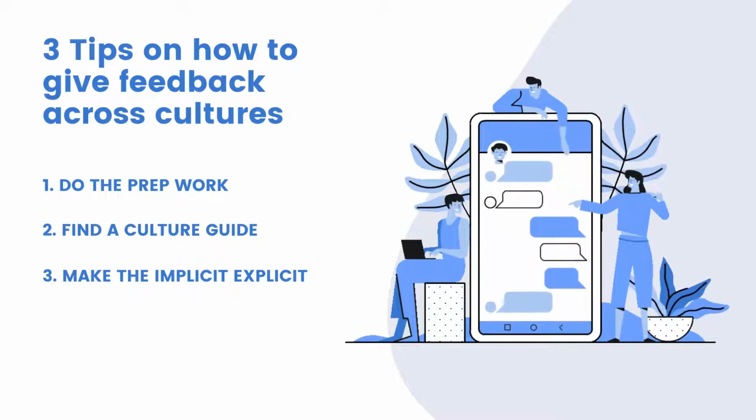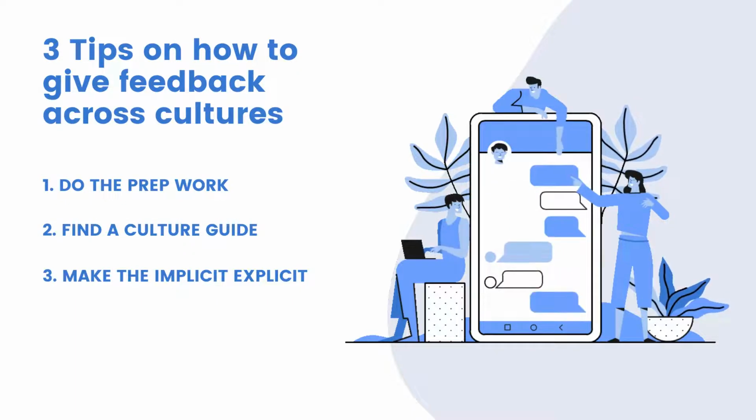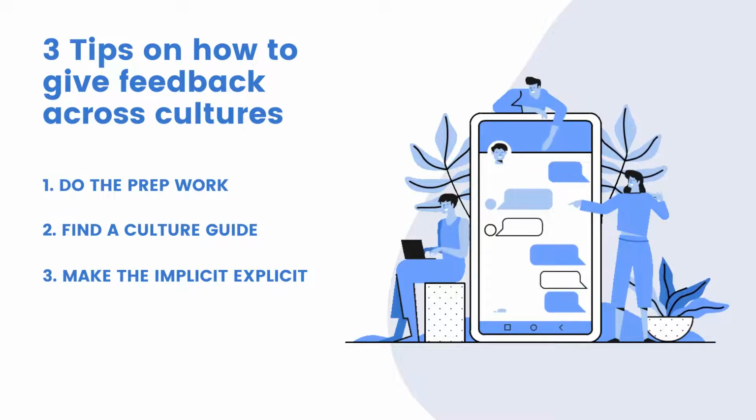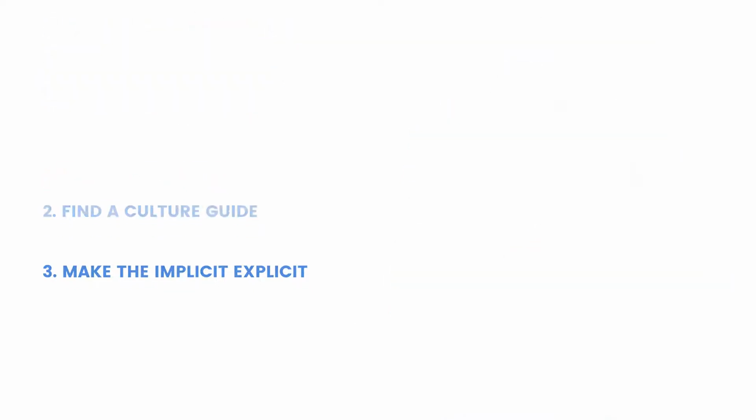Number three, make the implicit explicit. Simply explaining what you're doing during the feedback session can often help a lot. You can also talk about communication norms and preferences for better clarity.